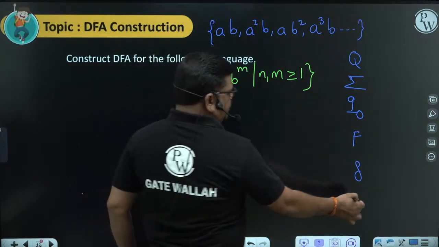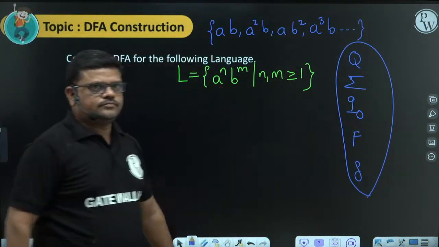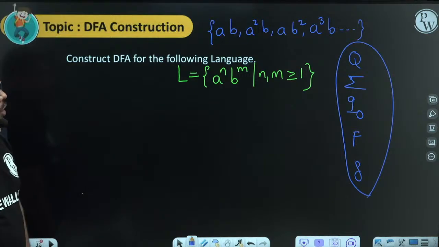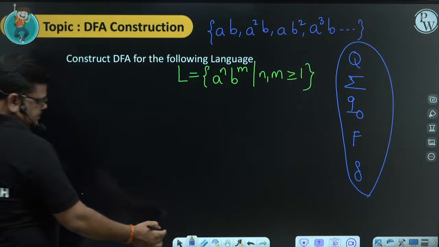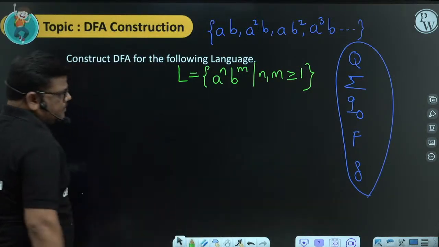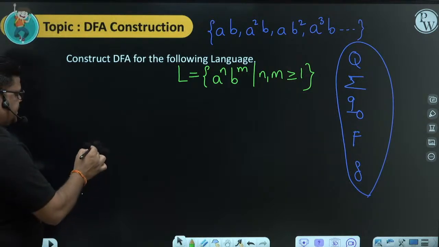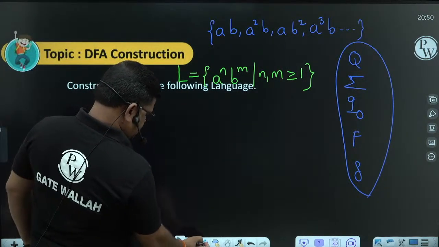This 5-tuple notation helps us. So if you want to construct a DFA, all these 5 things we have to mention, starting from the initial state. So to construct a DFA, first we want one initial state.